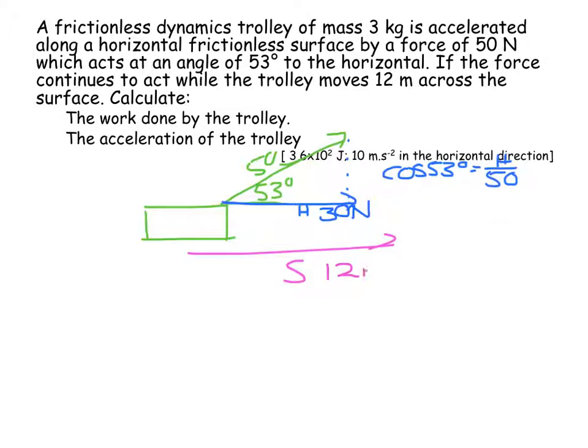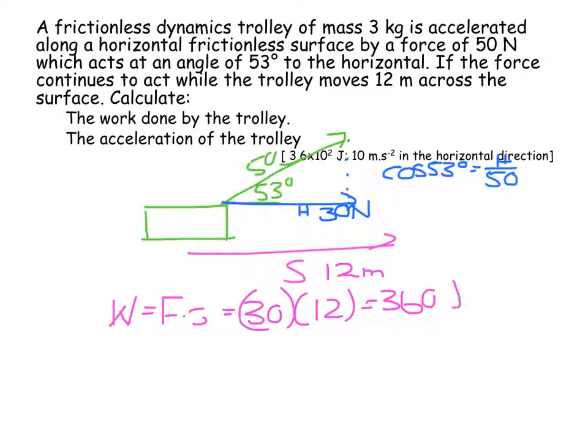12 meters across the surface. What is the work done? The work done is equal to force times distance, which is going to be equal to 30 in the same direction as the 12 meters, and you land up with 360 joules.